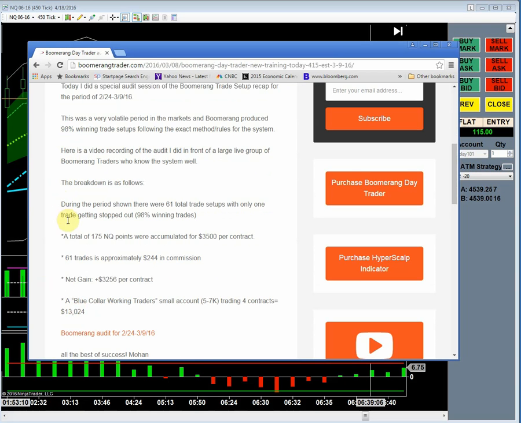It gave us a total over that 2-week period. There were 61 trade setups with only 1 trade getting stopped out. So you got 62 trade setups. One gets stopped. Why squabble about a 5-point stop?